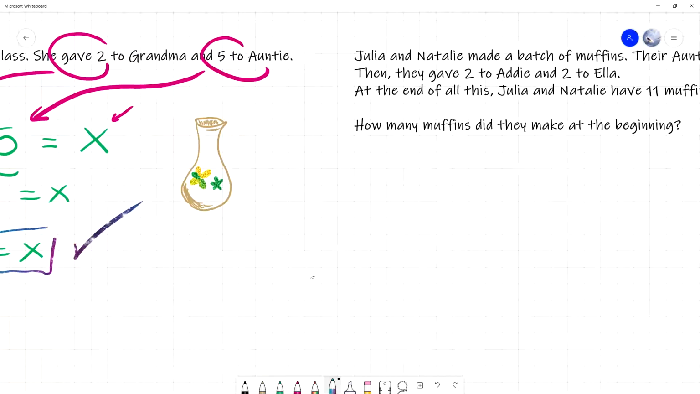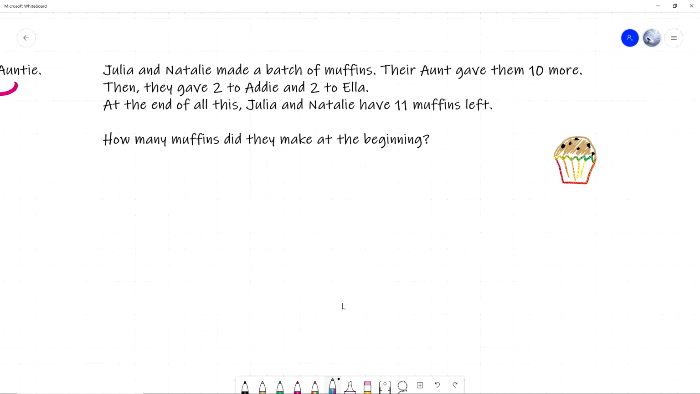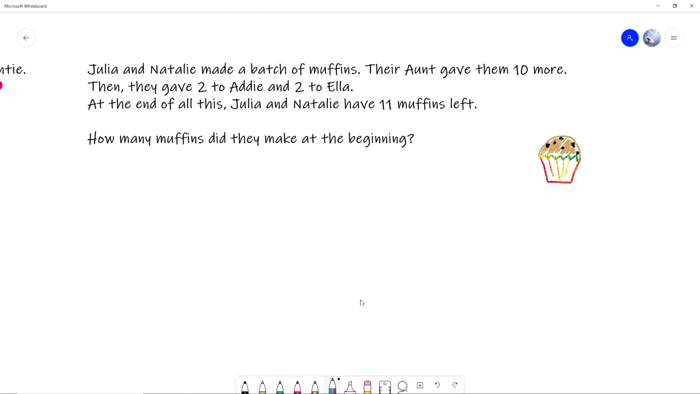Let's try some other problem. Maddy, would you like to solve this problem? Sure. Julia and Natalie made a batch of muffins. Their aunt gave them 10 more. Then they gave 2 to Addie and 2 to their friend Ella. At the end of all this, Julia and Natalie had 11 muffins left. How many muffins did they make at the beginning?